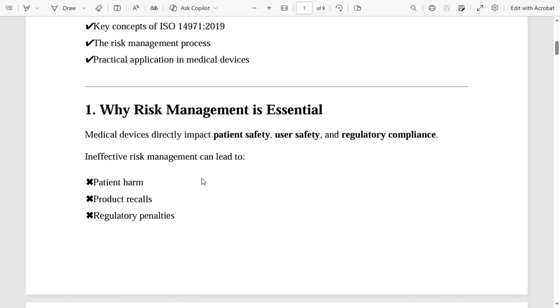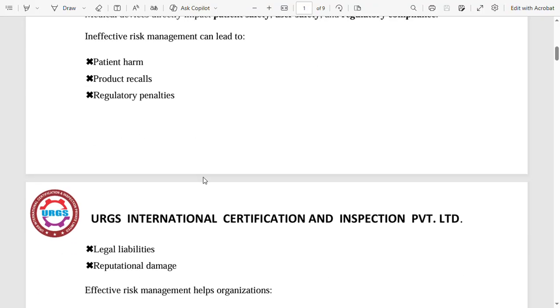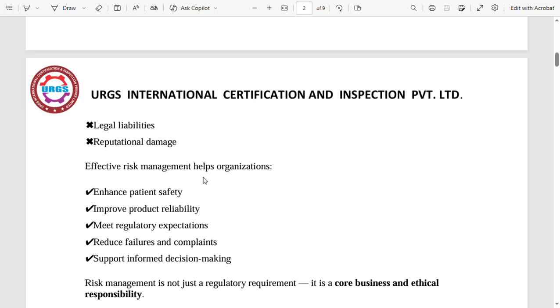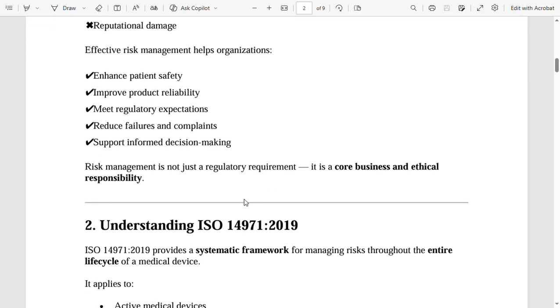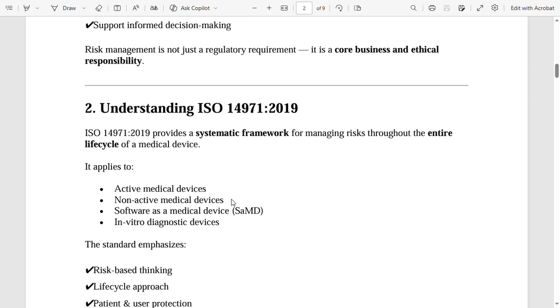Now first, why risk management is essential. Medical devices directly impact patient safety, user safety, and regulatory compliance. Ineffective risk management can lead to potential harm, product recalls, regulatory penalties, legal liabilities, reputational damage. Effective risk management helps organizations enhance patient safety, improve product reliability, meet regulatory expectations, reduce failures and complaints, support informed decision making. Risk management is not just a regulatory requirement, it is a core business and ethical responsibility.